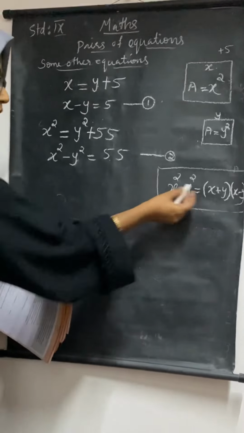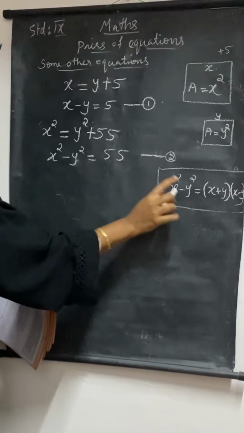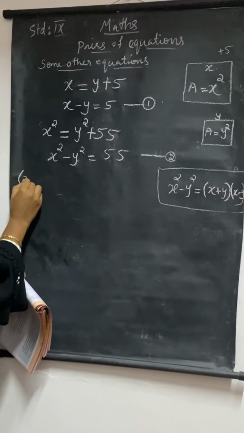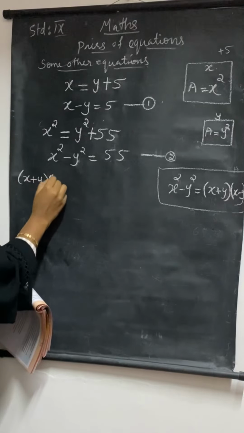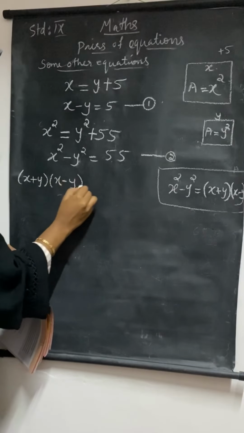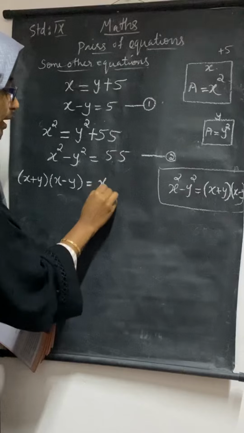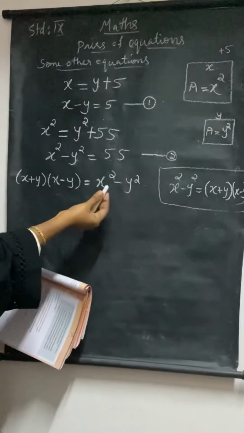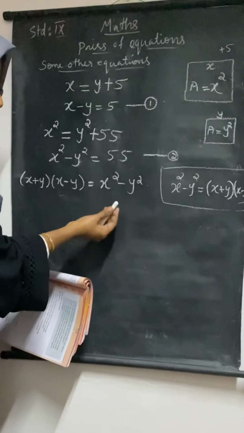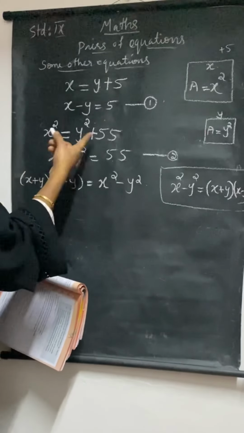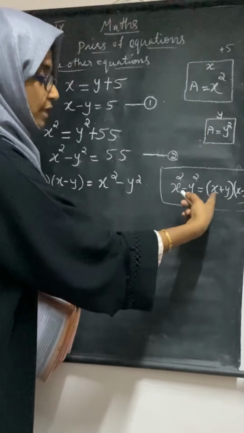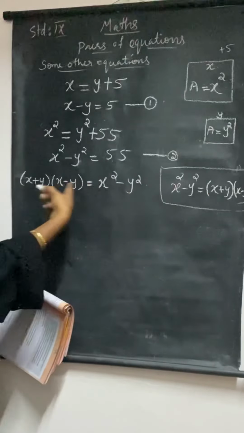Now this is very important. I can write x square minus y square as x plus y into x minus y. What is the formula? x square minus y square. That formula I am putting here. Because we said if a square comes, you have to change into this form, that's why we are using the formula x plus y into x minus y. So I am just copying it here.